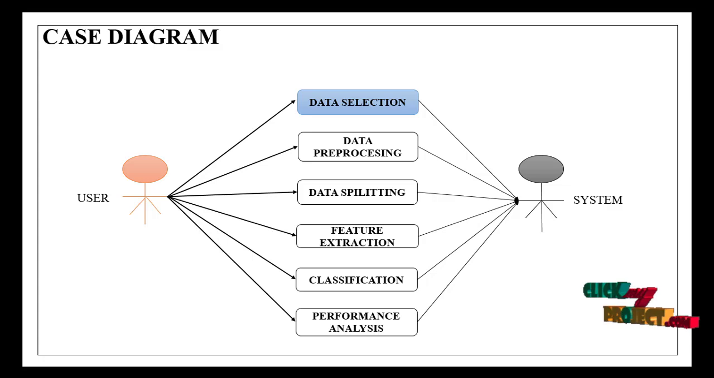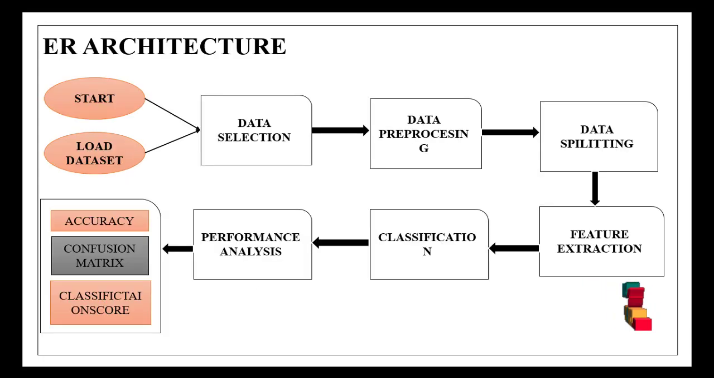And this is the use case diagram. From the user point of view, we want to select the data, pre-process it and split it, then feature extraction, classification, and performance analysis. In this diagram, first is loading, pre-processing, splitting into train and test, extracting the features of temperature, pH and humidity, classification using ML algorithms DT and KNN, and performance analysis with parameters like accuracy, confusion matrix, and classification report.